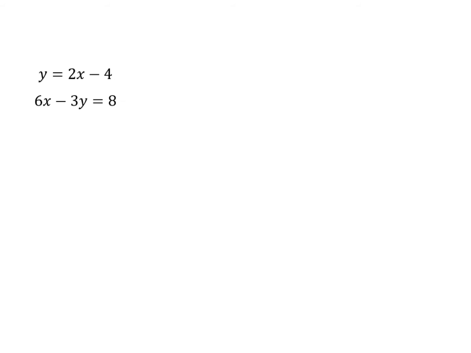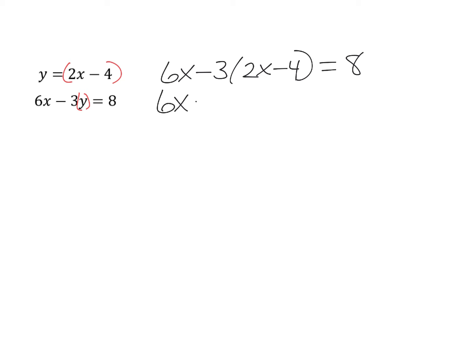I'm going to solve this system and I'm going to use substitution. So as a reminder, y equals 2x minus 4. So I'm going to put that where y is right here. So I'm going to do 6x minus 3 times (2x minus 4) equals 8. I'm going to go ahead and distribute that -3.